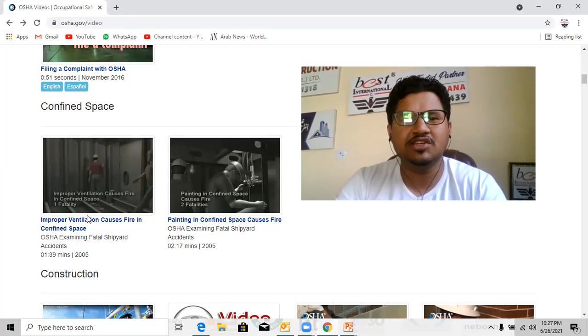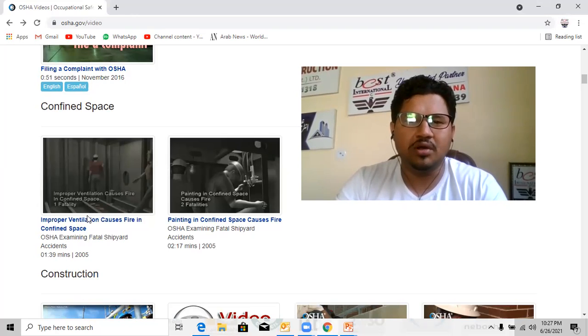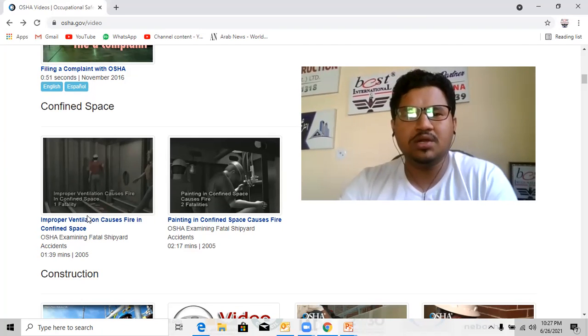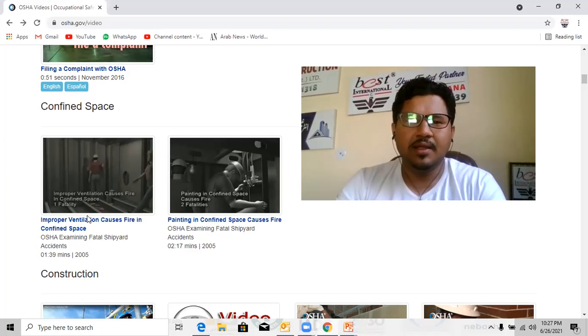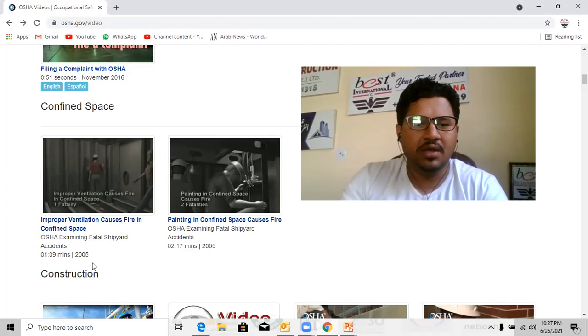And this is how you can ensure your safety, and even the safety of your colleagues and team members working nearby or around you. So this is how we work together as a team. We try our level best to be safe. And OSHA is always there to help us understand what can go wrong in confined space or anything.